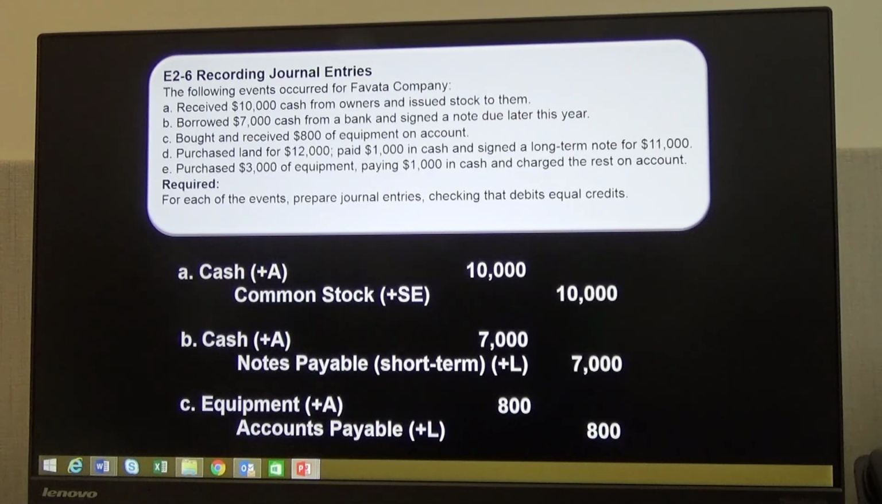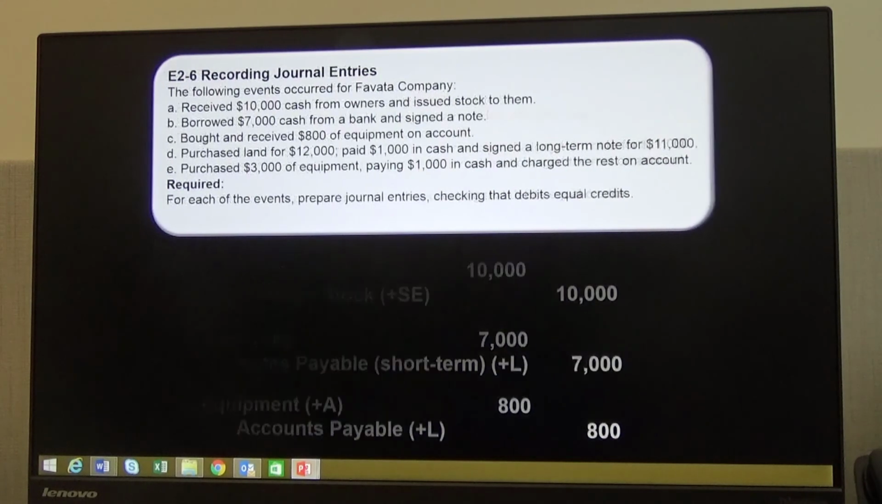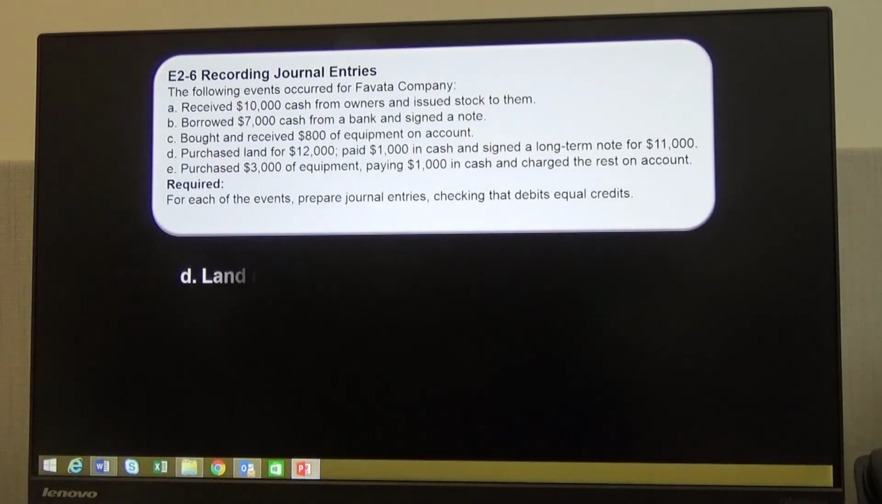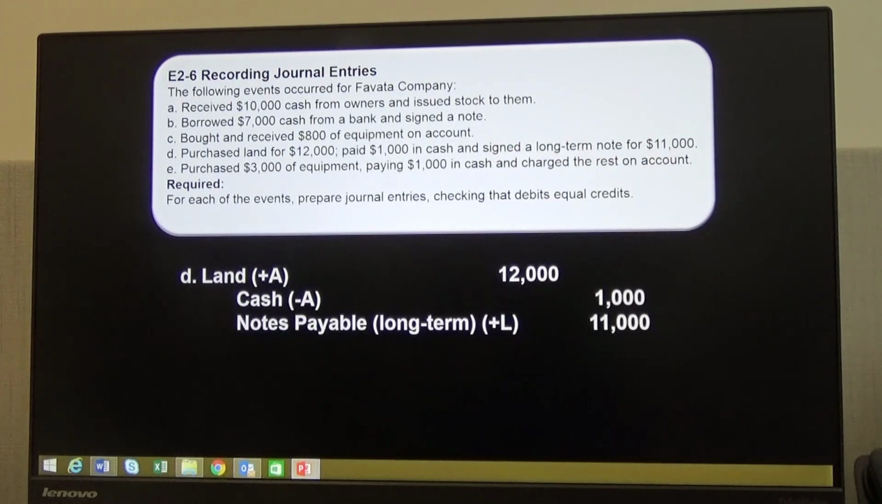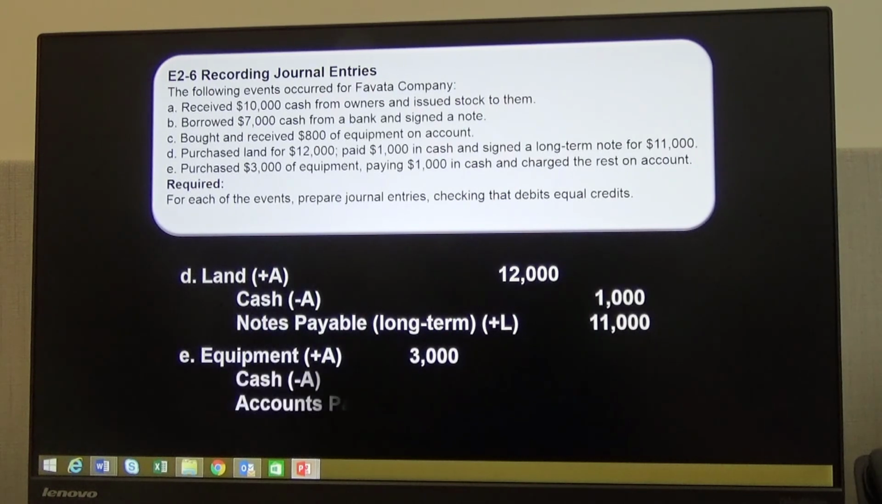Then we purchased land for $12,000, paying $1,000 in cash and signing a long-term note for $11,000. So we debit the land and credit the cash and credit the notes payable. And then we purchased $3,000 of equipment, paying $1,000 in cash and charging the rest on account. So we debit the equipment for the $3,000, we credit the cash for $1,000, and credit the accounts payable for the $2,000.